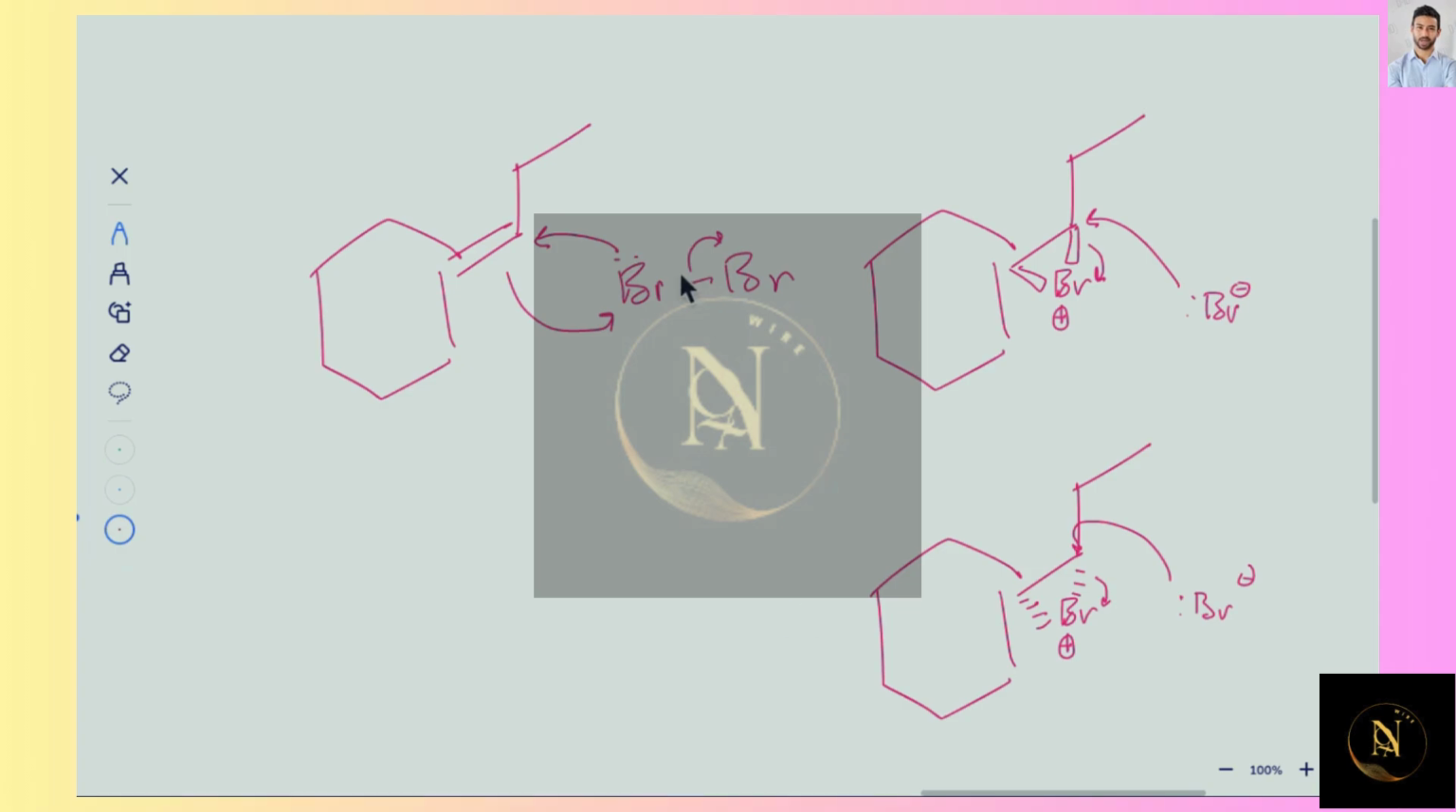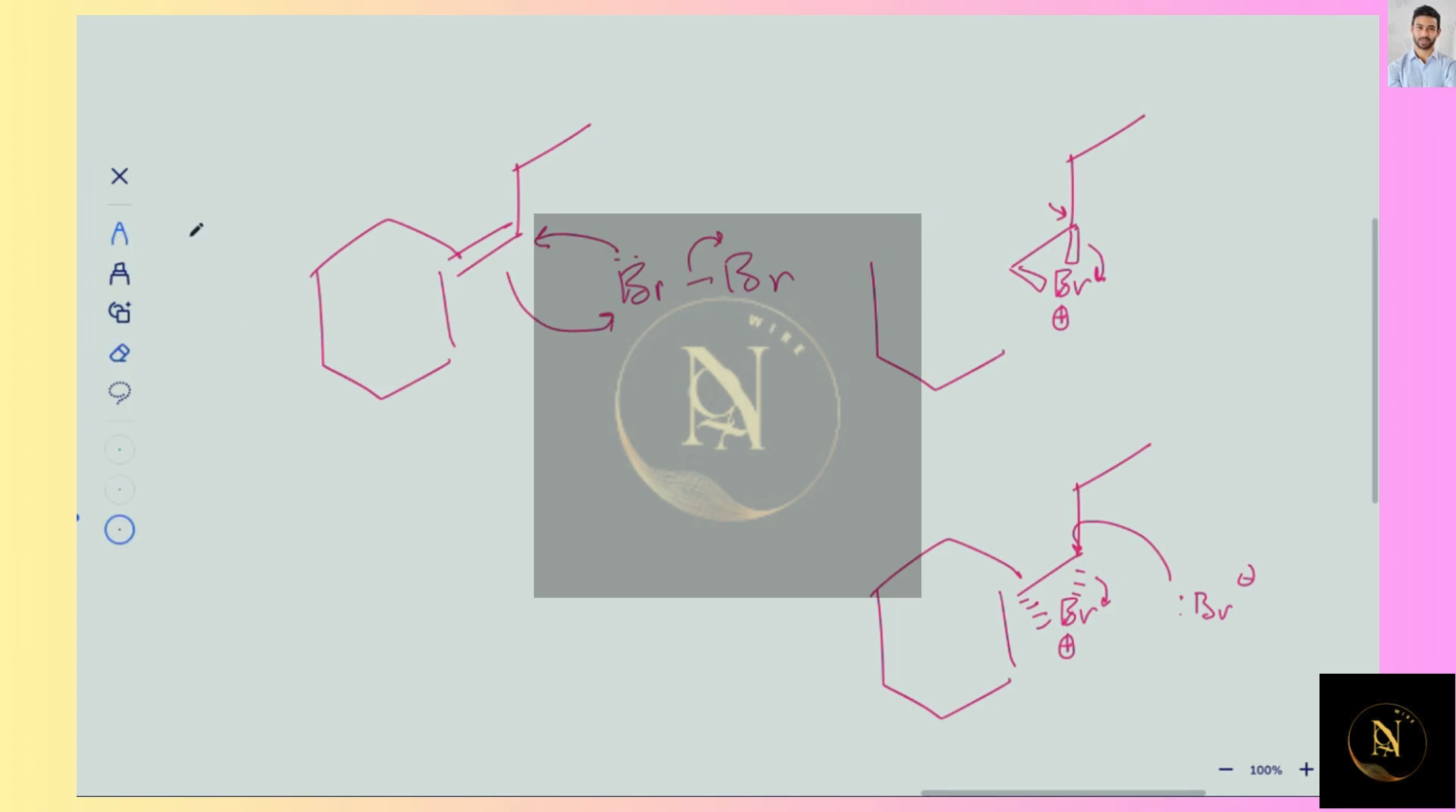Now, just like when we consider the opening of epoxides, we may note, hey, this is a tertiary carbon and this is a secondary carbon. Is there a preference in terms of attack for bromine? And in fact, there is, right? Bromine is more likely to attack the more highly substituted carbon. So let me clean up this structure a little bit.